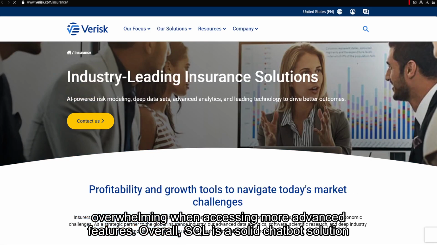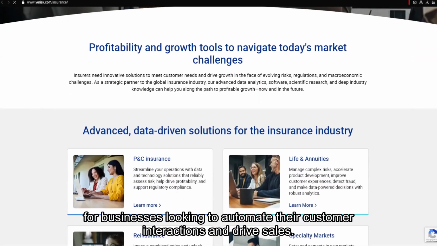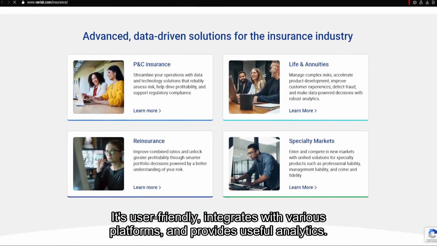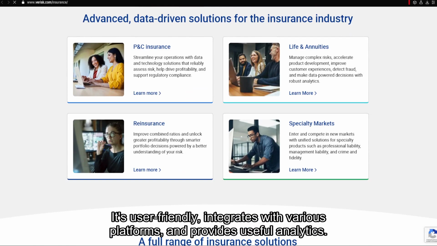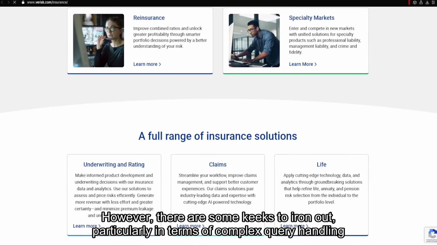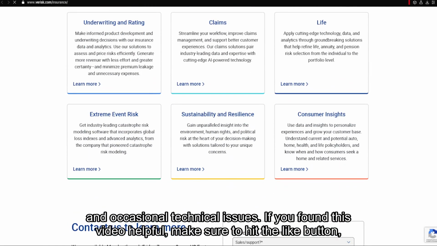Overall, SQL is a solid chatbot solution for businesses looking to automate their customer interactions and drive sales. It's user-friendly, integrates with various platforms, and provides useful analytics. However, there are some kinks to iron out, particularly in terms of complex query handling and occasional technical issues.